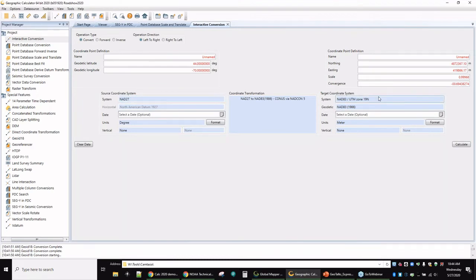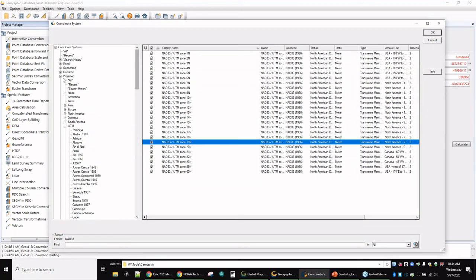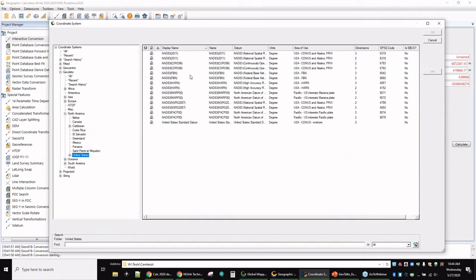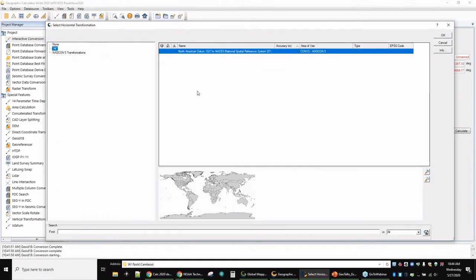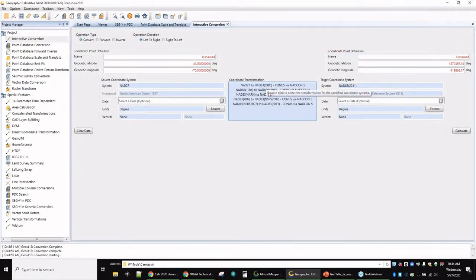Now, from NAD27 over here, I'm just going to change up my coordinate system to NAD83, and I'm going to grab on to the NAD83 2011 realization. Now, when I go to make this datum transformation, you'll see there's actually only one way that I can do that, and that is via NADCON 5. When we pick that transformation, you'll see it is going to do all 5 of those steps in the center here to calculate our ending location.